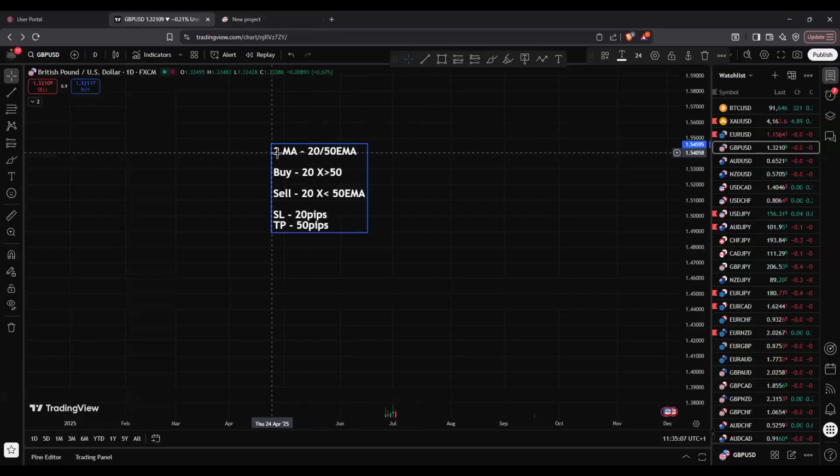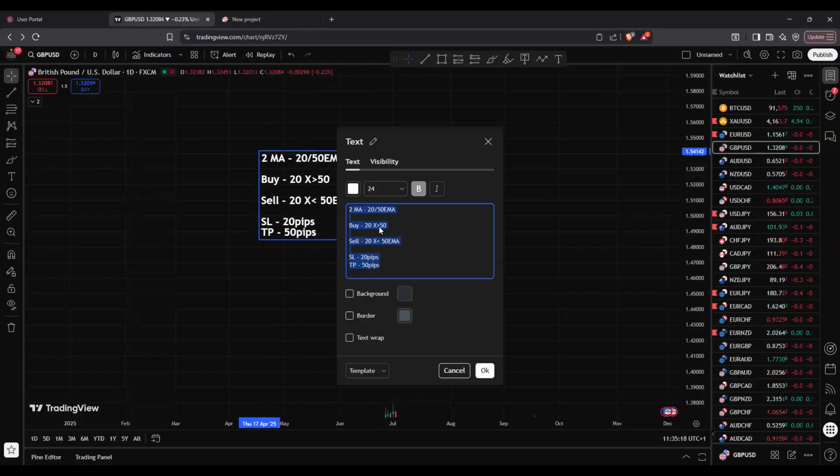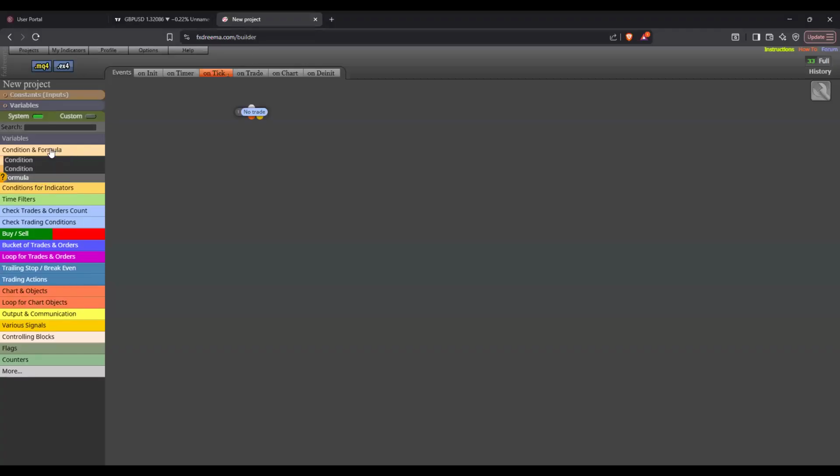Well, we are looking at two EMAs, right? We're looking at the 10 and 50 EMAs, and we're looking to make buying decisions if the buy condition or the sell condition are met. So we already know what they are. So let's instruct our EA to look for them. Under the condition and formula tab, I can just click on condition and drag it out, right?